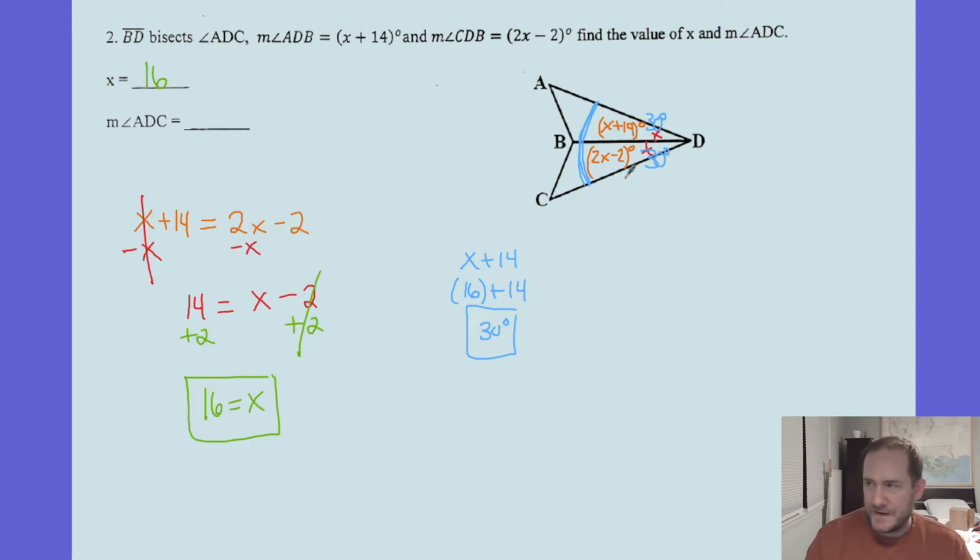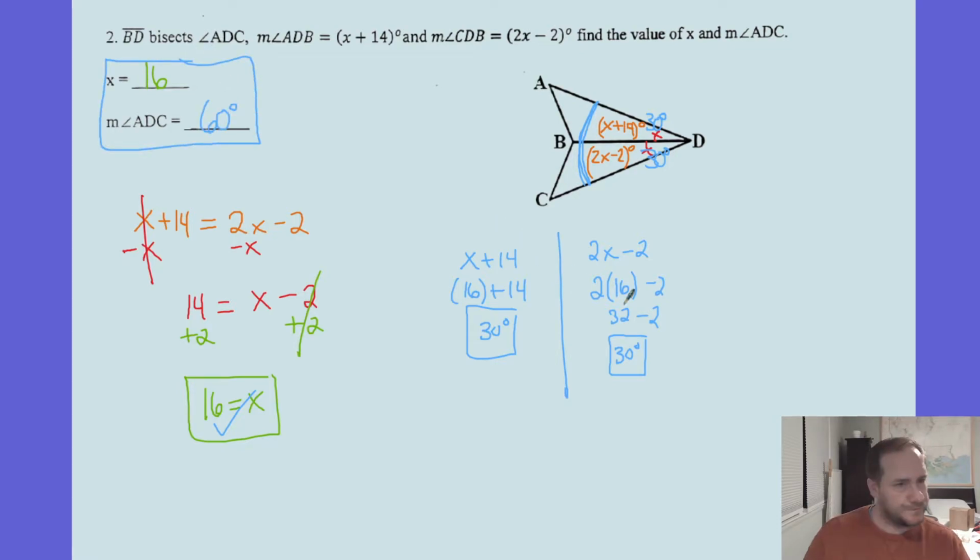Now we just saw in the last problem that I screwed up my algebra, so you might want to double check yourself one last time. So you've got the 2x minus 2, right? Let's just make sure that when we plug in 16 it actually gives us 30 like it's supposed to. So we're getting 32 minus 2, and yes, that's 30. Okay, so I know that 16 is correct. I know that the 30 and the 30 are correct. So the total measure of the angle is 60. And then you're done with number 2.